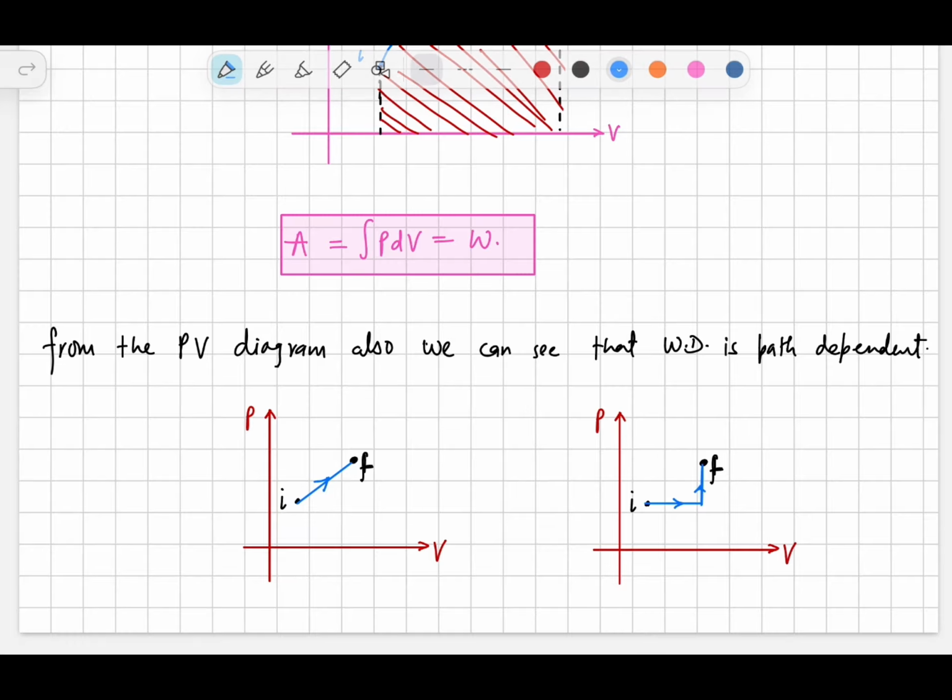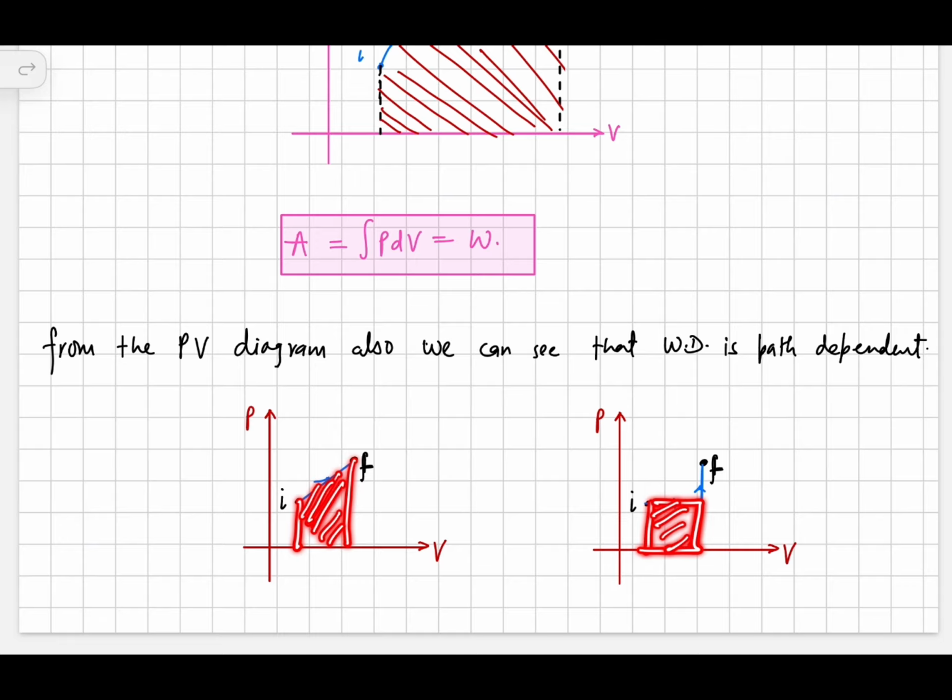Fine. Now can you see the area under the curve? You can see this is the area under the curve here. What is the area under the curve here? This one only. So you can see now the area under the curve is different, hence the work done is different, hence the work done is path dependent. So कौन सा पाथ हम ले रहे हैं वो पाथ पर डिपेंड करता है कि वर्क डन कितना किया गया है। वो वर्क डन सिस्टम द्वारा किया जा सकता है, सिस्टम पर किया जा सकता है, that is a different story, that will be given in the question. Okay, fine.